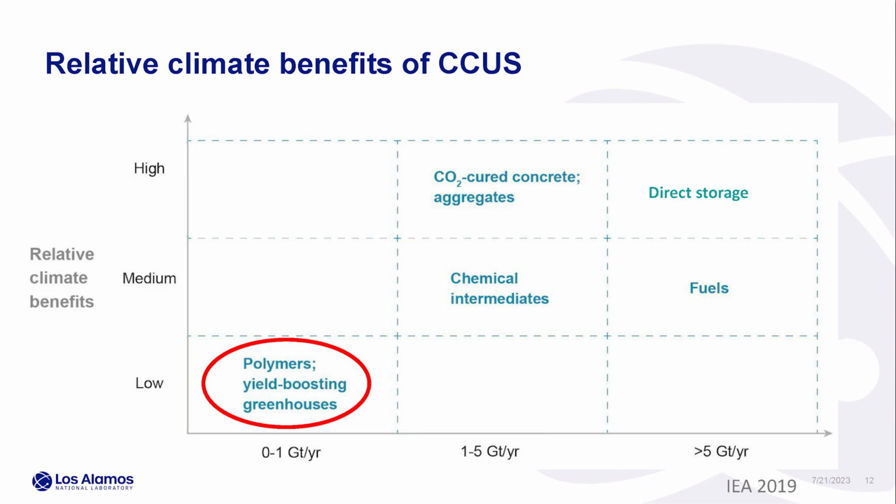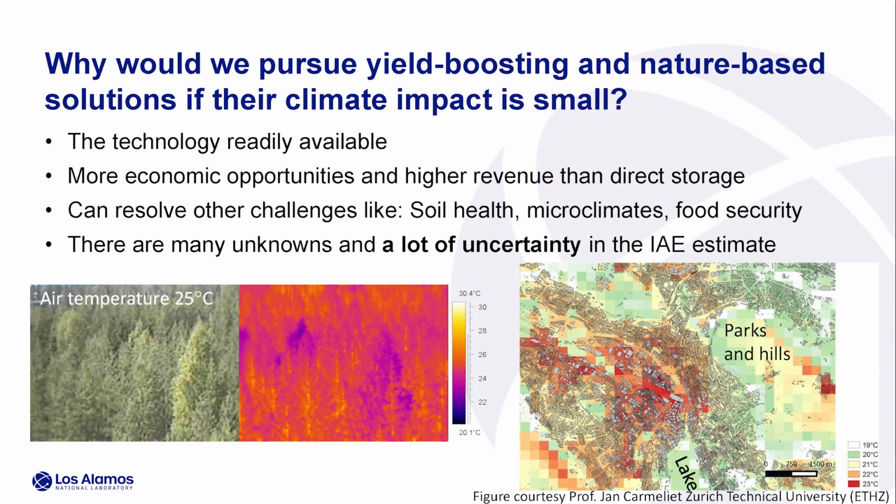Funnily enough, polymers and yield boosting in greenhouses and all that are in the low corner. And that comes to the time scales. So why are we actually interested in looking into that one? The reason is that this technology is already available. We know how to do this. It also has more potential for creating economic opportunities because it provides work, it provides new technology or new applications of technology, it provides revenue. You are producing something when you are growing crops. It can also resolve other challenges like soil health, microclimates, and food security.